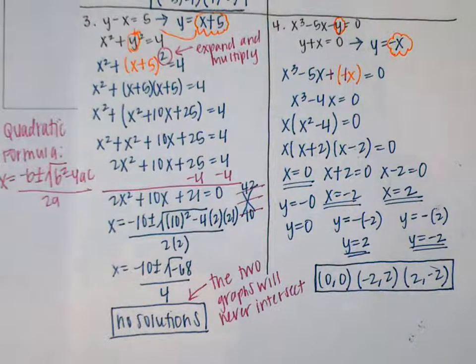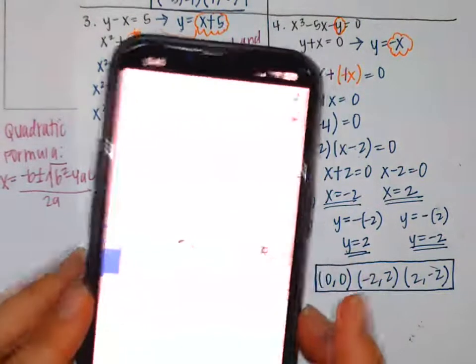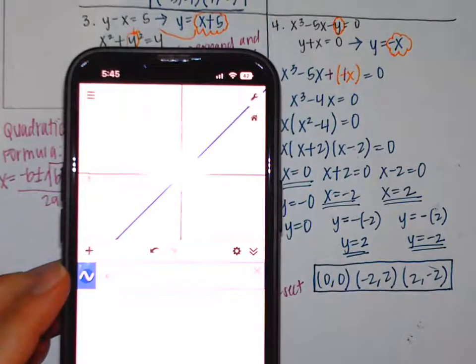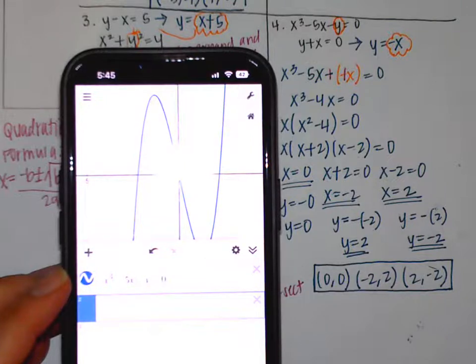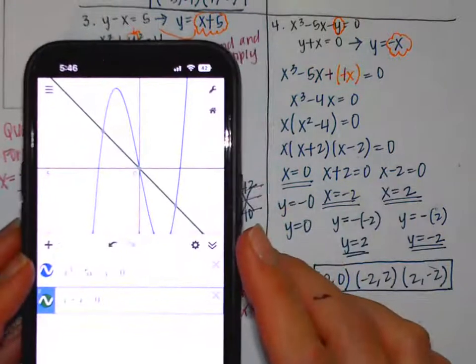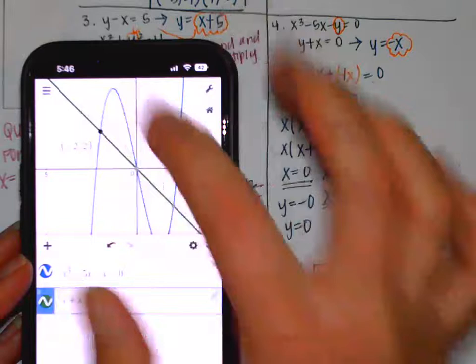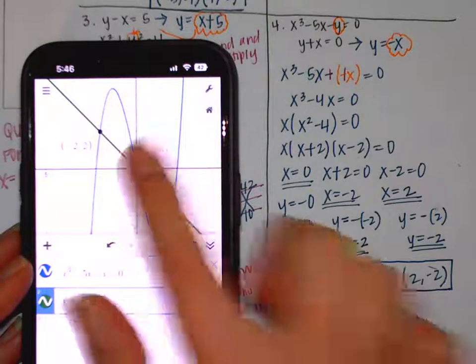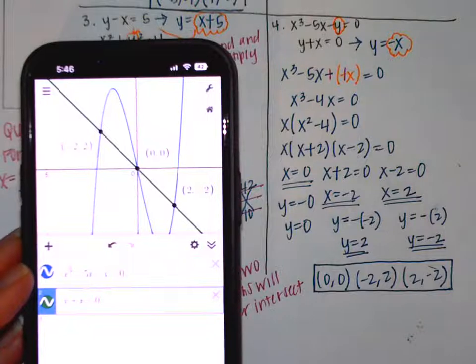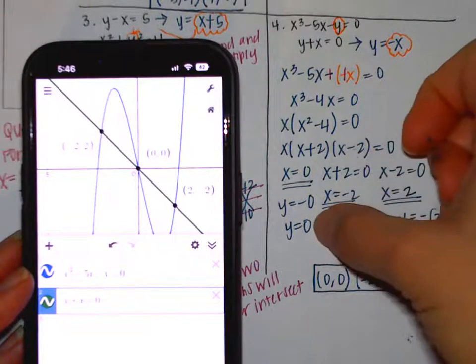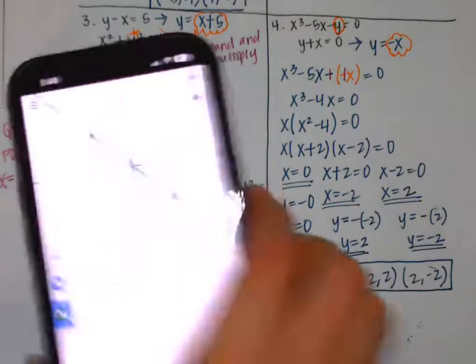So if I were to graph this on Desmos, that would be x cubed minus 5x minus y equals 0. And then y plus x equals 0. We can see that if the glare wasn't there, there we go, that there are negative 2, 2, there, 0, 0, and at 2, negative 2. So all of our solutions that we found, those specific points, which is why it's important to have the x match with the y, and that is it.